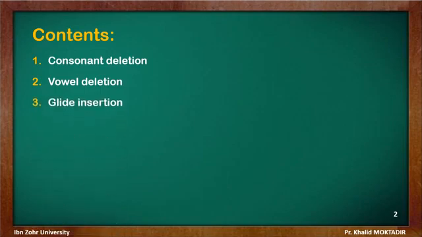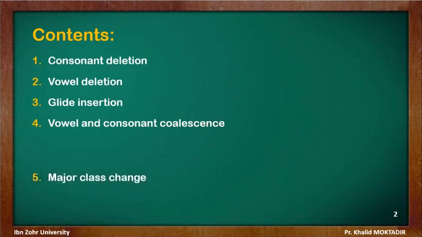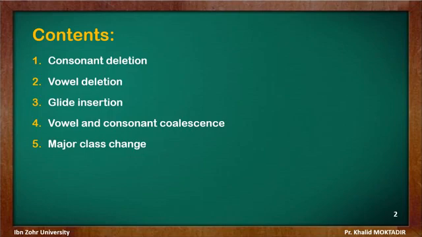And 3 is on glide insertion. This is a case where we have juxtaposed vowels, that is, one vowel next to the other, and we need to separate them by inserting a glide. Number 4 is on vowel and consonant coalescence. This is where a vowel and a consonant merge to make one single sound. We'll see that with some detail later on. Number 5 is on major class change. This is essentially on how vowels become glides in some contexts.